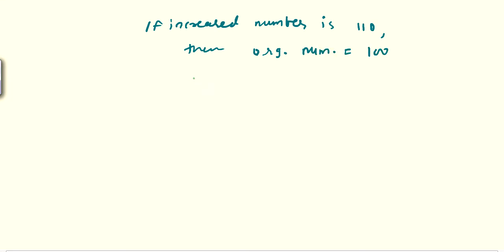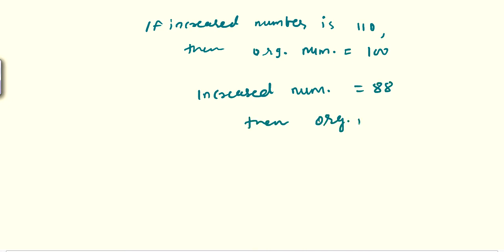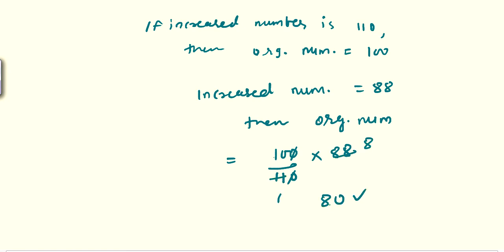Okay. So if the increased number is 88 given in the question, then the original number will be 100 upon 110 into 88. Okay, so this 0 and 0 get cancelled. 11 ones are 11, 11 eights are 88, then 10 eights are 80. So this is your required answer. By this way you can solve, or one more way that you can solve is through x.